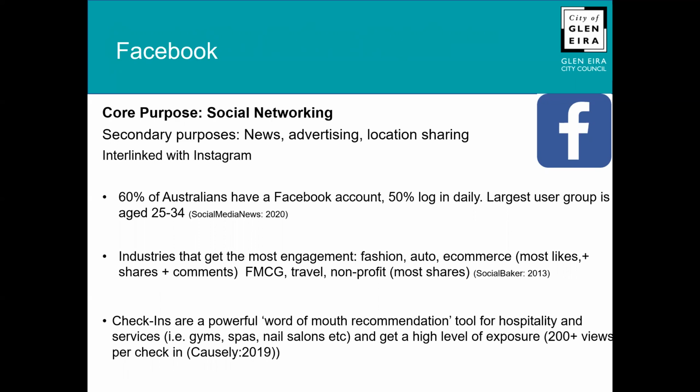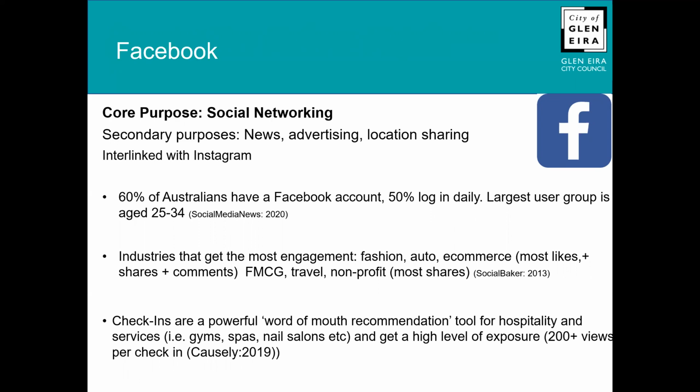The other thing that Facebook is fantastic for is check-ins. This is a really powerful word of mouth recommendation tool for hospitality and other services like a gym, a salon, a nail spa, that kind of thing. They get a really high level of exposure, over 200 views per check-in.